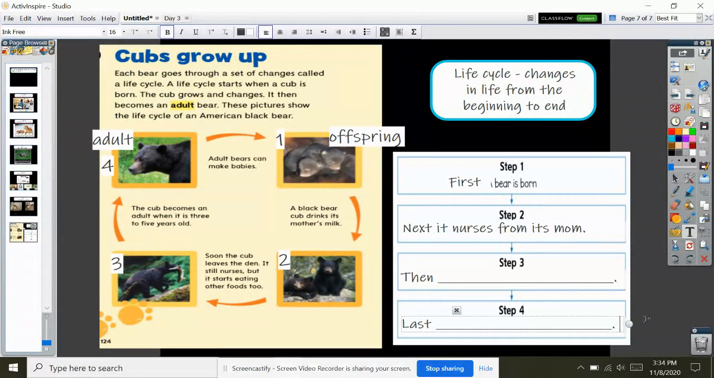Make sure you're using complete sentences, and please make sure that you're using our keywords, then and last. You can even reread or retell me information from the time it's born all the way until it becomes an adult bear, using the words first, next, then, and last.